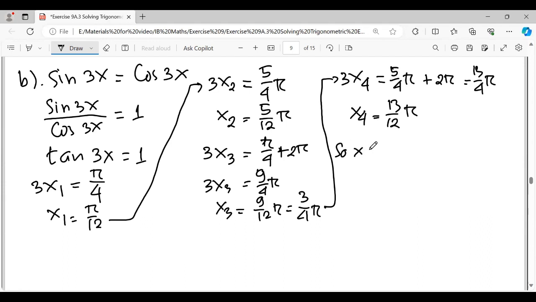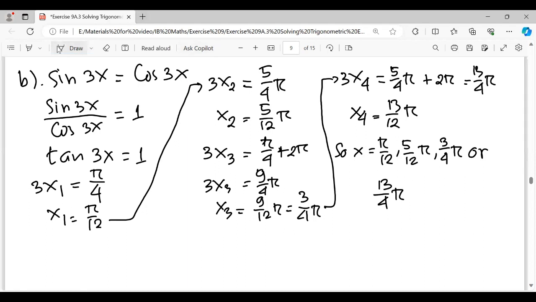So x are pi over 12, 5 over 12 pi, 3 over 4 pi or 13 over 4 pi. Okay. C.